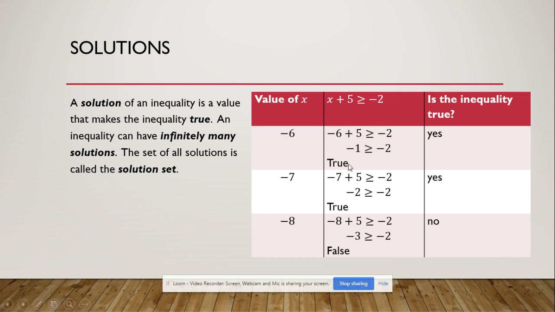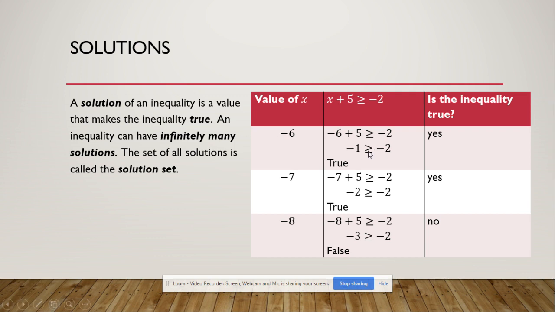What this table shows us is testing whether or not certain numbers are in the solution set. So if we have negative 6, in order to test if negative 6 is a solution, we put it into the inequality, x plus 5 is greater than or equal to negative 2. And then we have negative 1 is greater than or equal to negative 2. Now, in order to correctly identify whether or not that's a true statement, and it gets kind of tricky with those negatives, I want you to think of temperature. Which one is a warmer temperature? Which one is a colder temperature?